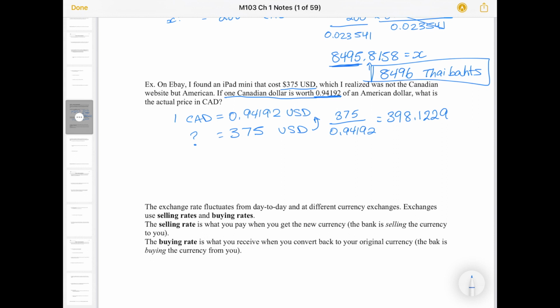And that means now going in this direction, I would need to multiply 0.94192 by this 398.1229 in order to get that value. What I do to this side, I have to do to the other side.